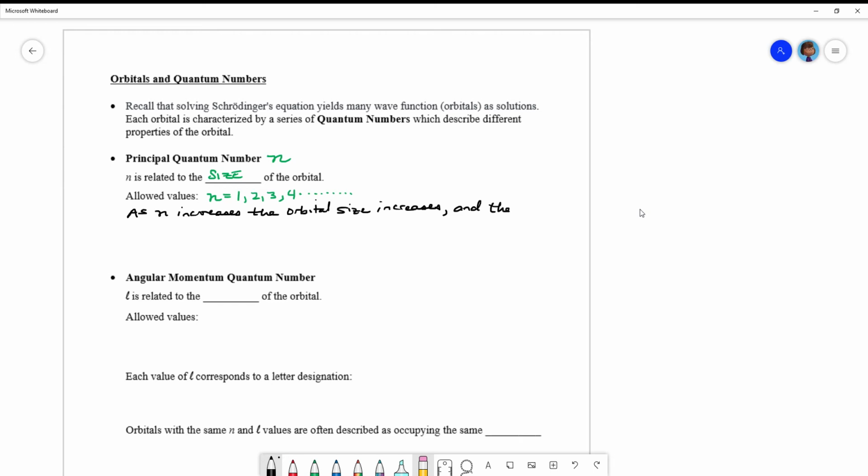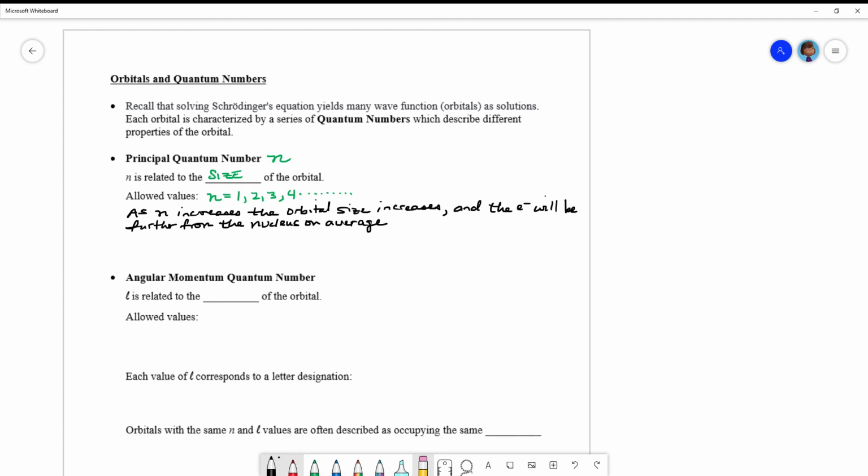And the electron will be further from the nucleus on average. Oops, that's not how you spell average. On average. There we go.